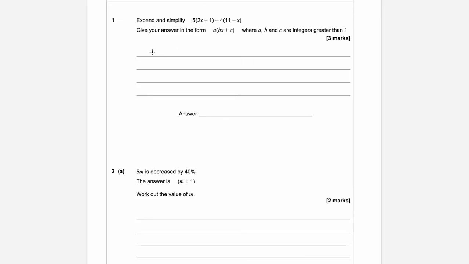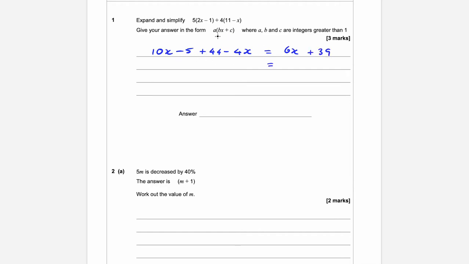Multiply out the first bracket, we get 10x minus 5, and then multiply out the second bracket, plus 44 minus 4x. Simplify this, we have the 10x minus 4x is 6x, and we have the minus 5 plus 44, which is plus 39. That's just 44 minus 5.